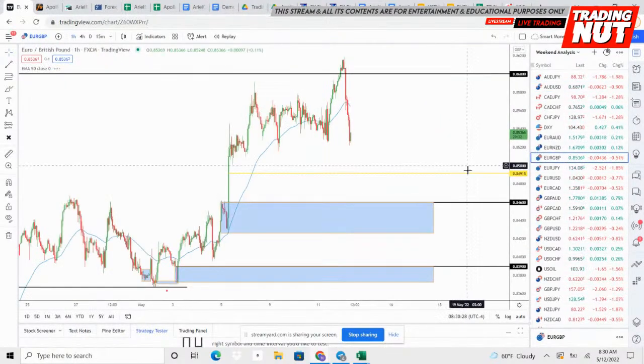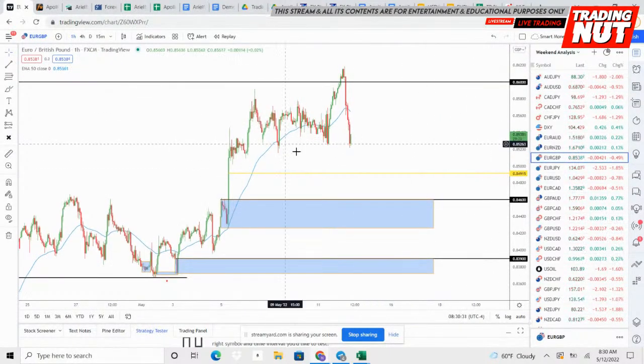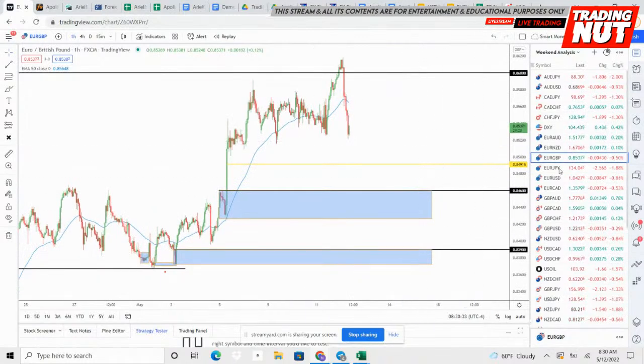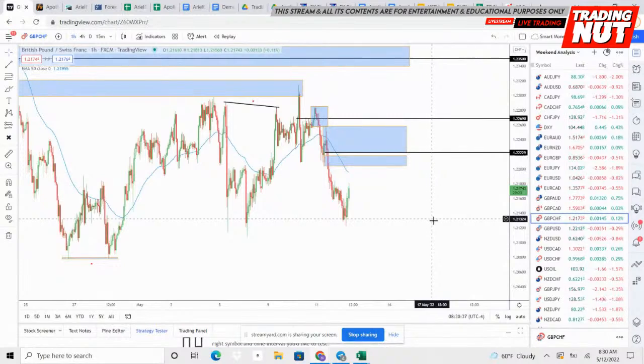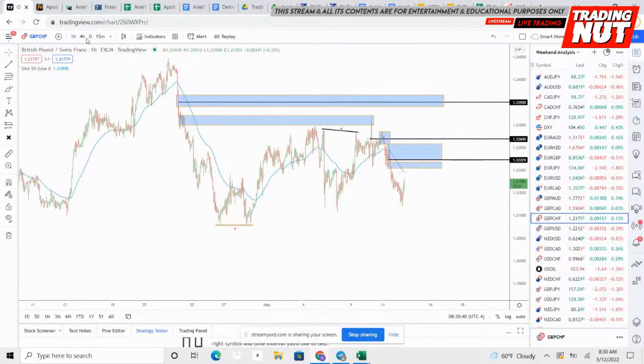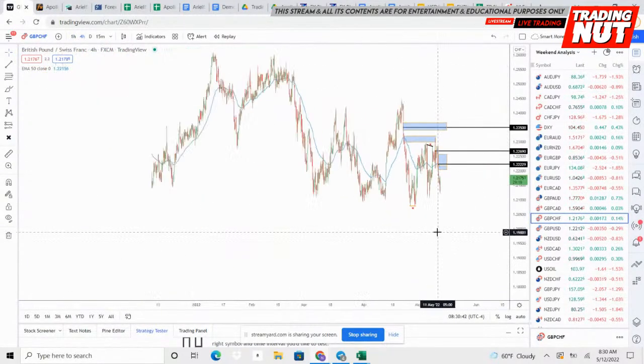I'm going to go over, let's see, Euro GBP. I actually don't really want to talk about that today. Let me go over GBP CHF. So GBP Swiss franc, here's another one. So let's first talk about structure here.